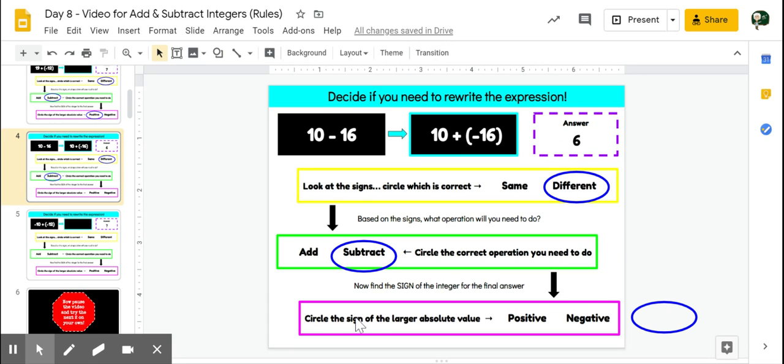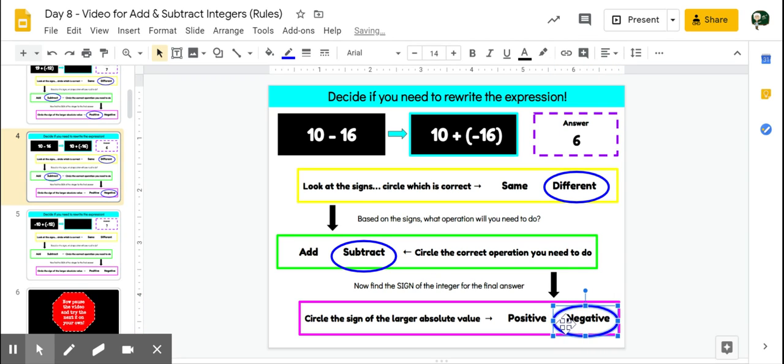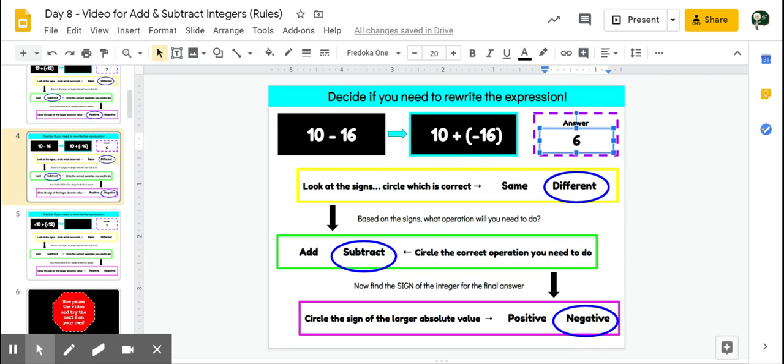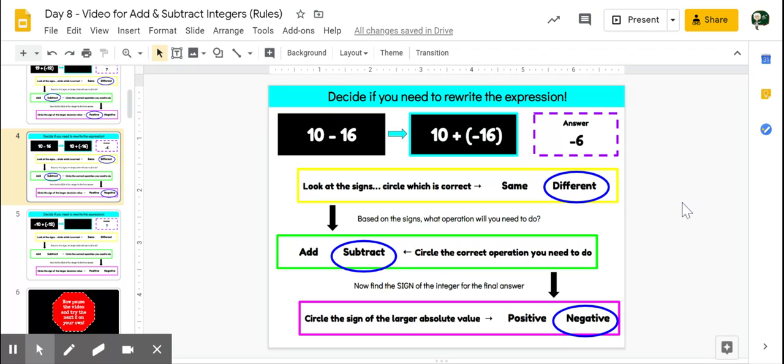So now we look down to our last rule. Circle the sign of the larger absolute value. Well, I have 10 and 16. 16 is a bigger number than 10. 16 is a negative number, so that means we're going to circle negative. So that tells us that our answer is going to be not a positive 6, but our answer is going to be a negative 6.